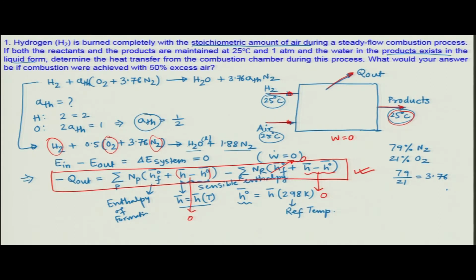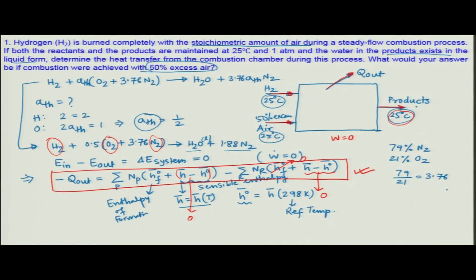Now, what will happen to our answer if combustion were achieved with 50% excess air? If you supply more air here, 50% excess air, that means you are supplying more air, and then you are again taking out the entire heat from this, and all the products in addition to the excess air are coming out at 25 degree centigrade. Now, what will be the heat transfer in that case?